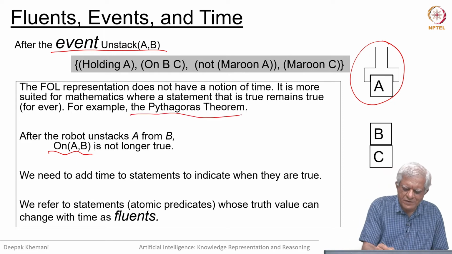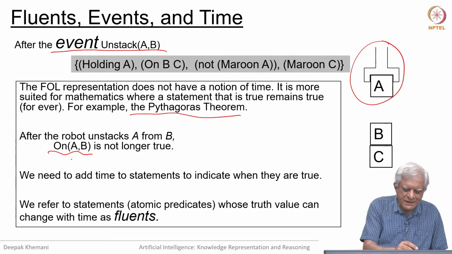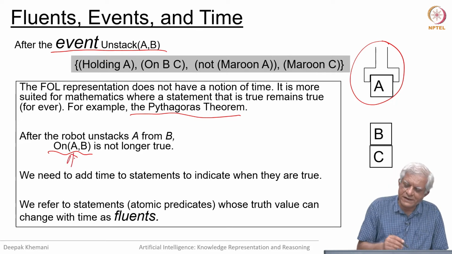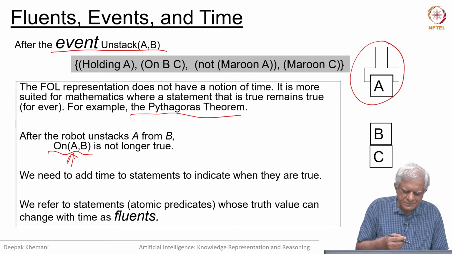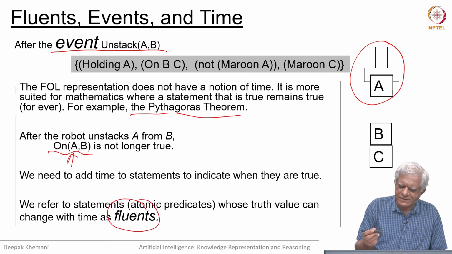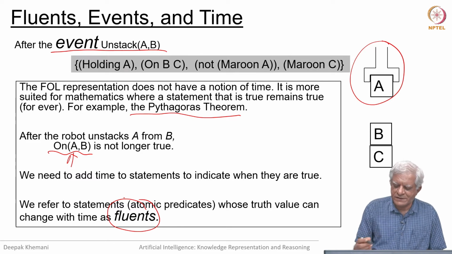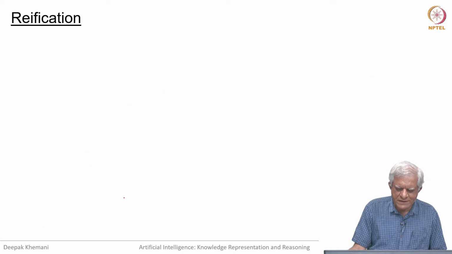We use the example of Pythagoras theorem, it is always true. Once you have shown that it is true, then it remains true, but that is not the case for a statement like A is on B, because you pick up A from B and it is no longer true. So, instead of calling them predicates, we will call them fluents. These are predicates which can change in their truth values. In some sense, they are fluid a little bit.